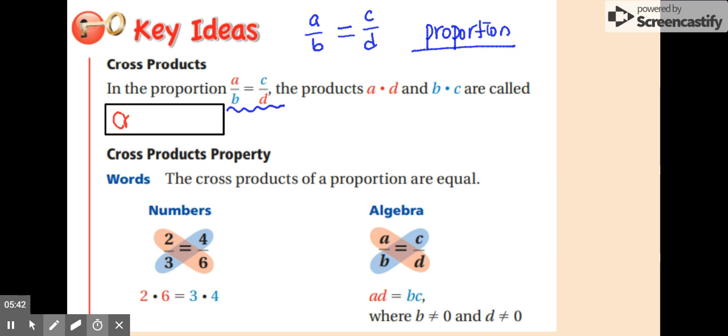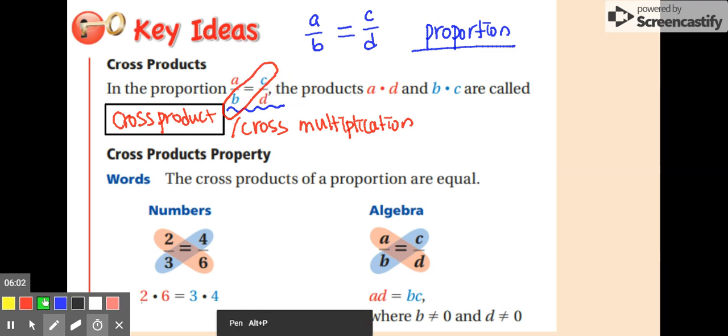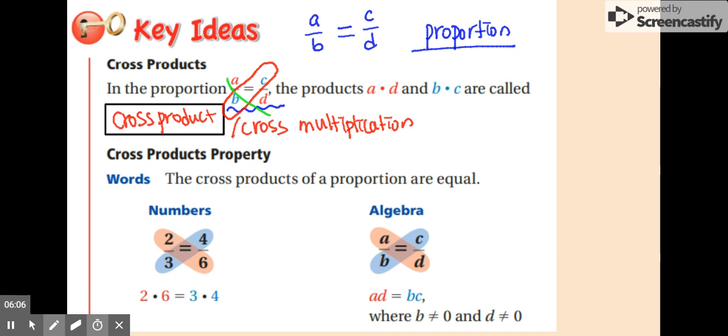It's called cross product or cross multiplication. Which means when you multiply the number of the denominator and the numerator on the other side, it is going to be the same as the other denominator and the numerator's product.